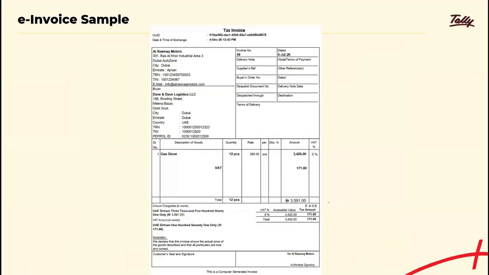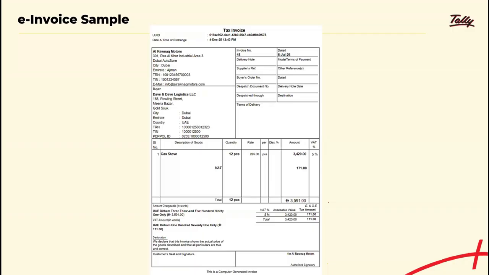So this is the sample invoice. You can see the UID coming on the top, the date and time, and the buyer PayPal ID is also given here. So complete information will come. This is a sample, not the exact one. This is just for sample reference. You can see the company TRN number, which is given in that.